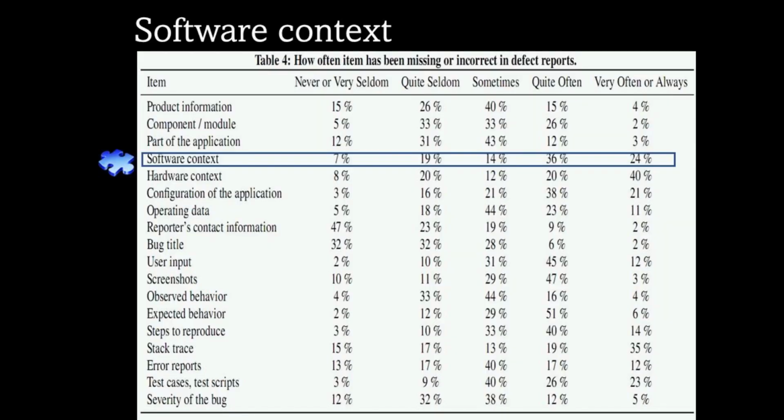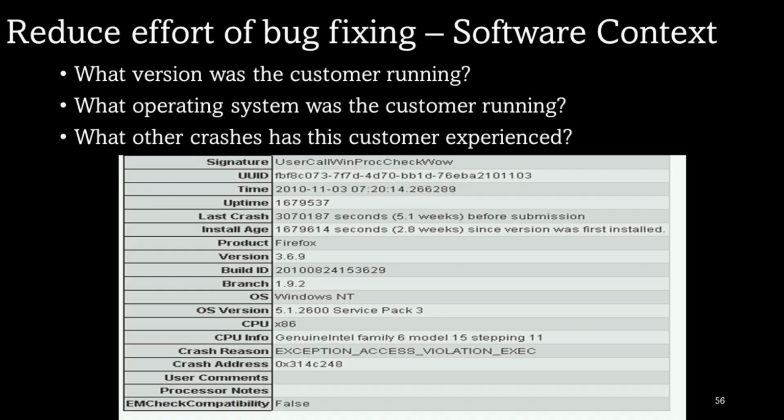Going back to our previous research data on missing or incorrect defect reports, we can see that 50% of the respondents thought that software context information was quite often or more frequently missing. This context information, however, is automatically collected for this report. As shown on the screen, we can answer questions like what version the user was running, what operating system they were using, and what other crashes this user has experienced.